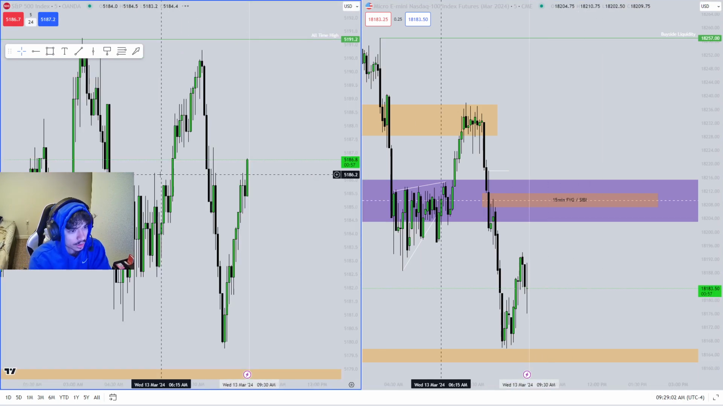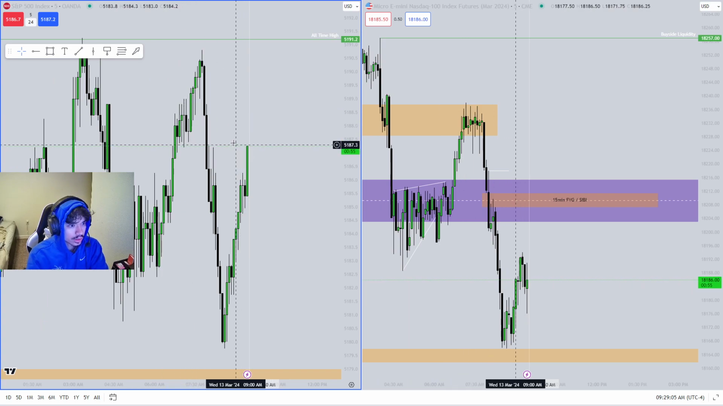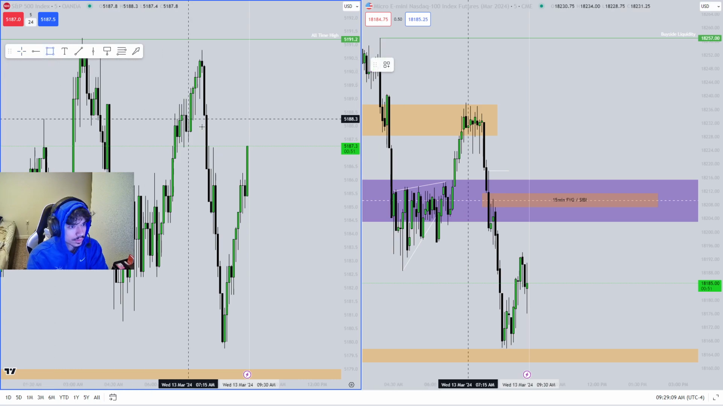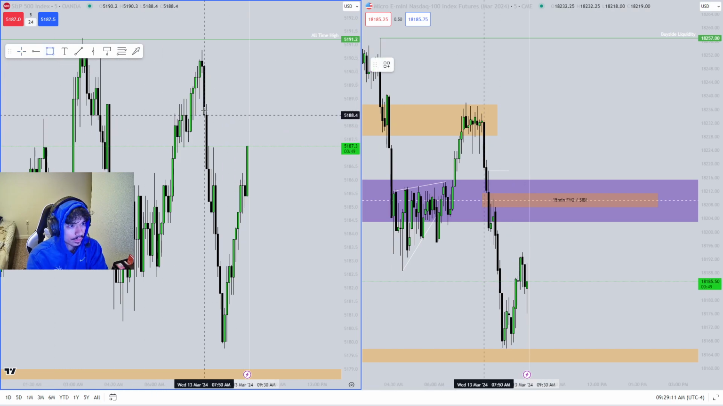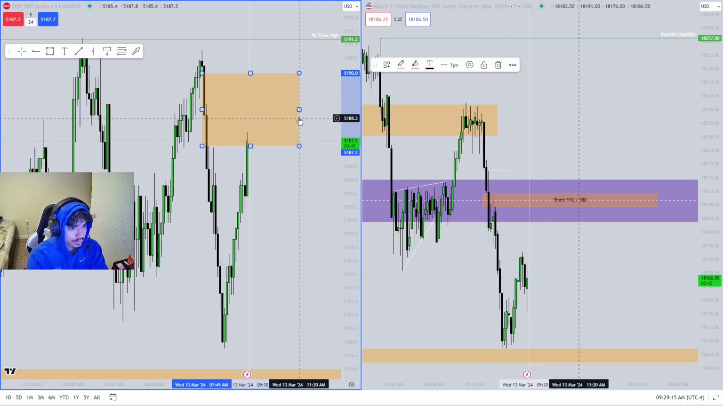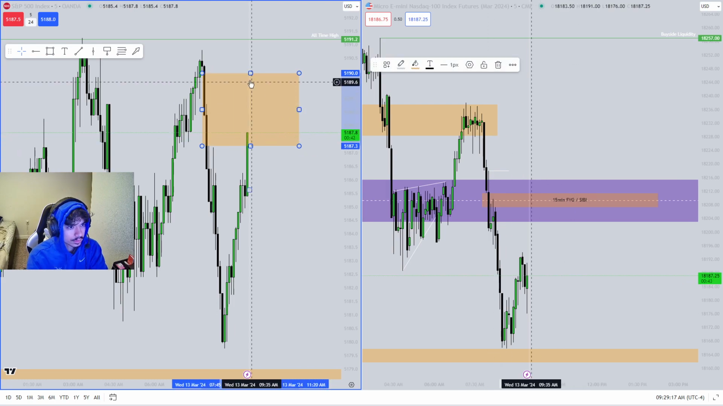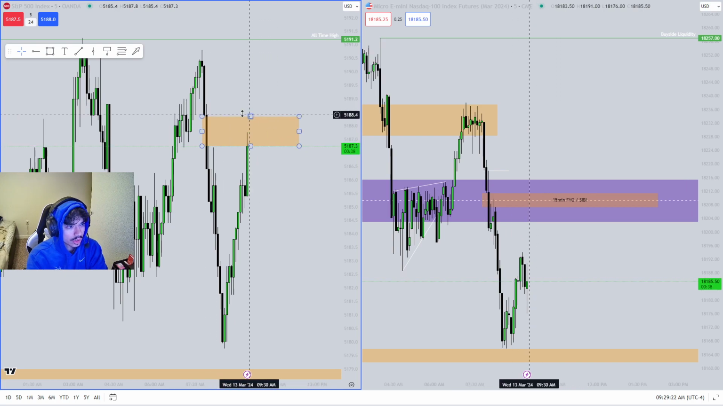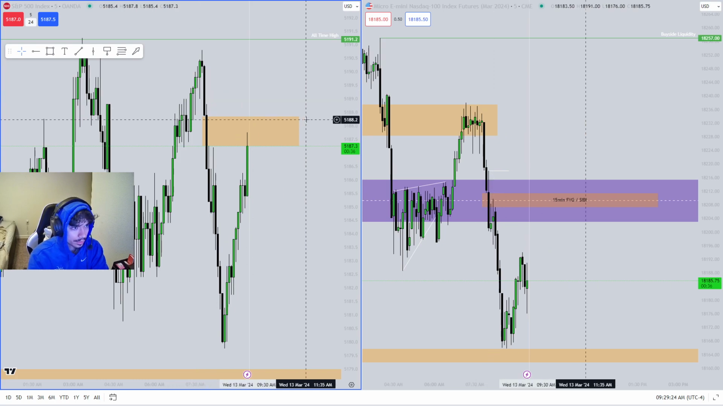Let's go into 5-minute on ES. We're going to be in this fair value gap right here. We are shooting up very aggressively. So I'm gauging this first fair value gap, and then should we close over it, this fair value gap.